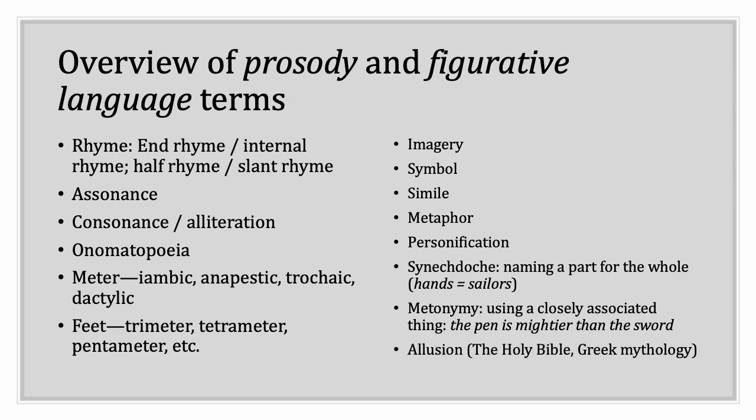And lastly, we have a type of comparison, a type of symbol, allusion, which is a reference that we recognize immediately as coming from another important text. The most common allusions in English poetry are to Greek or Roman mythology, and of course, the Holy Bible.